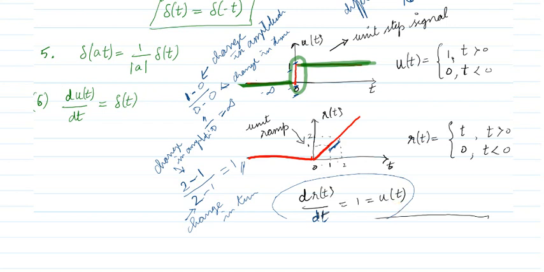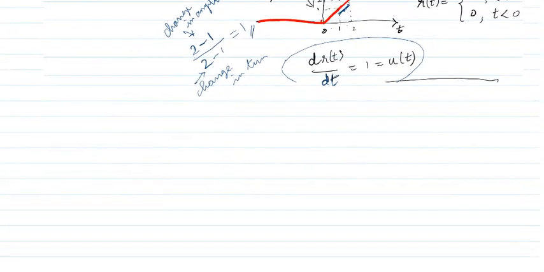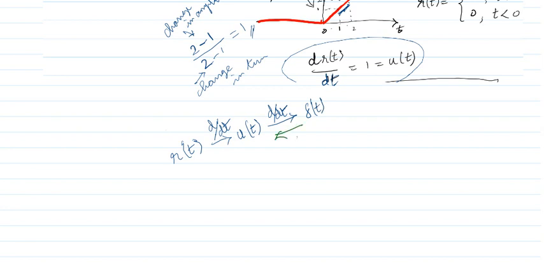So what is the conclusion we are making here? I can say the ramp, when differentiated, I will get step. Step when differentiated, I will get impulse. Similarly, the reverse order, when I integrate the impulse, I will get unit step. When I integrate the unit step, I will get ramp.